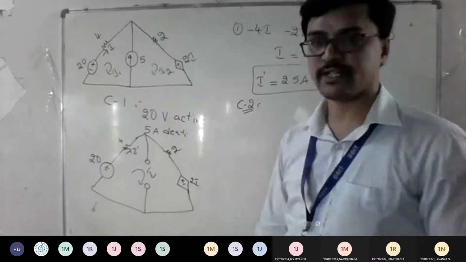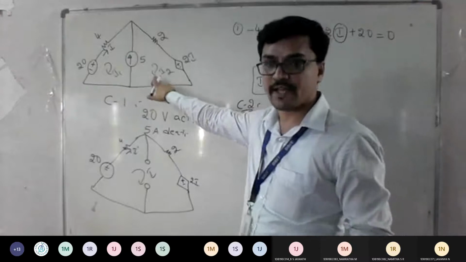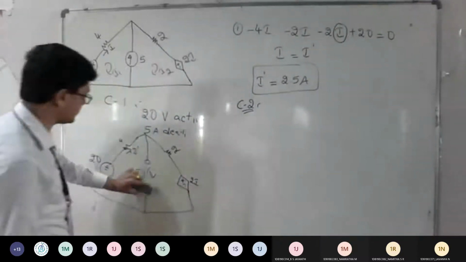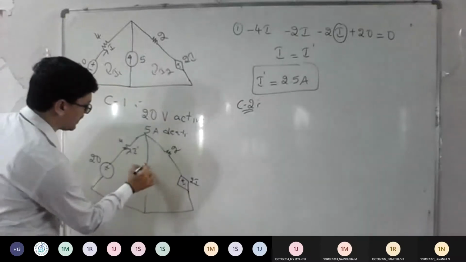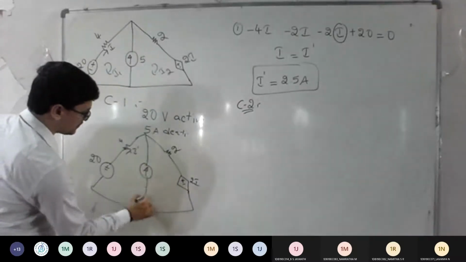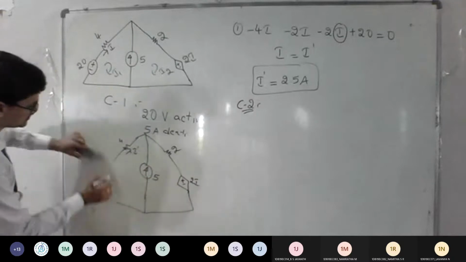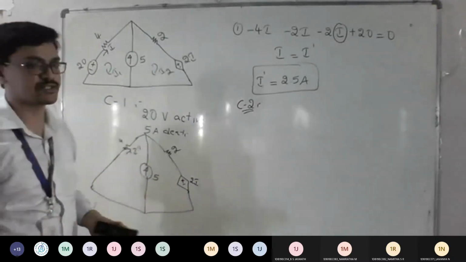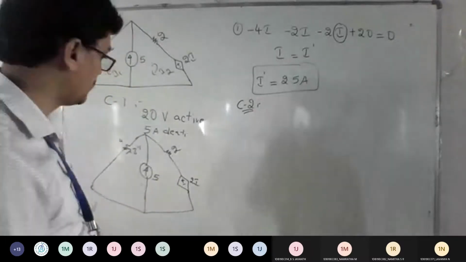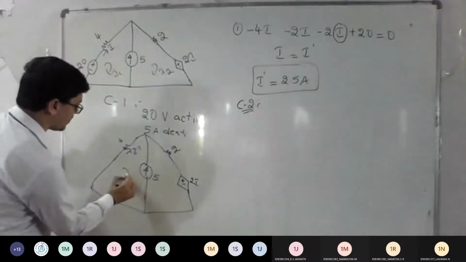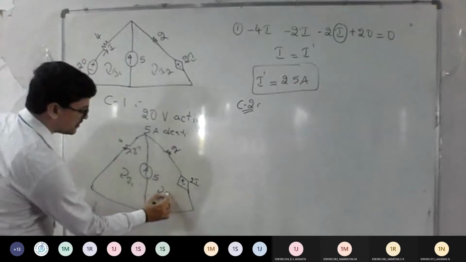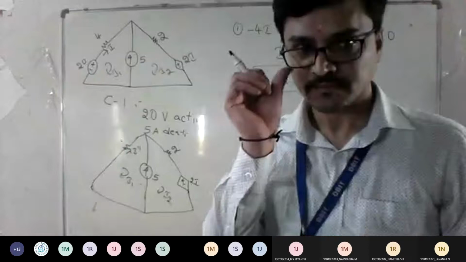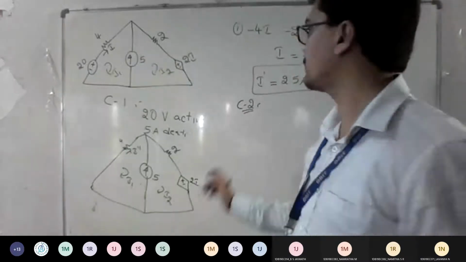So case 2, what is the logic here? This 5 amp is going to be active, correct? So I'm going to rewrite that. The 5 amp direction is upward, and this becomes short circuit. And instead of making it I dash, I'll make it I double dash, a different current name, that's it. Now how many mesh currents do you have? I1 and I2. So what type of concept is it now? Super mesh, sir.